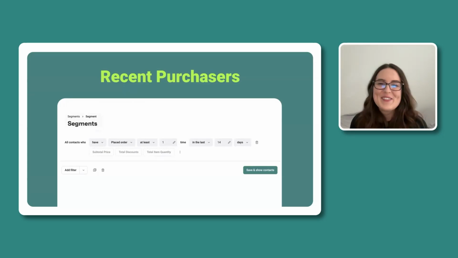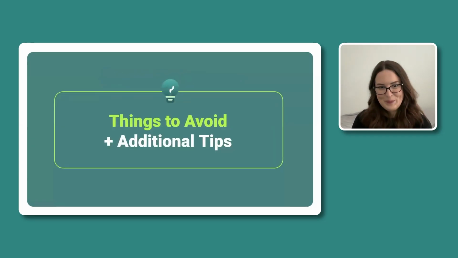And then the same process for recent purchasers: they have placed an order at least one time in the last 14 days. Then you can take it a step further with the discounts, the amount, the product categories, product titles, so many options.